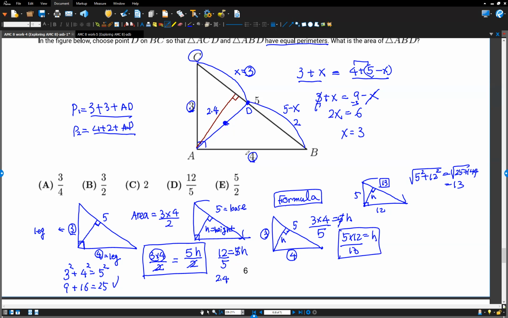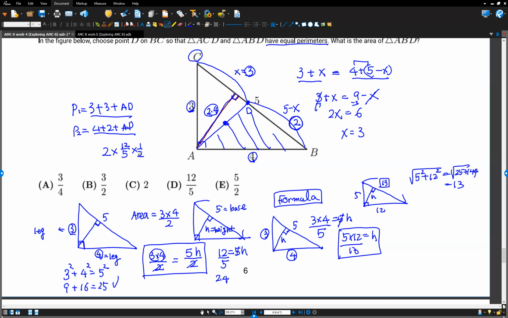So this height is what? 3 times 4 divided by 5. That's the height. You need to memorize this one. That's the formula. Now, after that, we can find the area of triangle ABD. This is the base, 2. The height is this one. This is still the height of this triangle. So the area of triangle ABD equals 2 times 12 over 5, divided by 2.